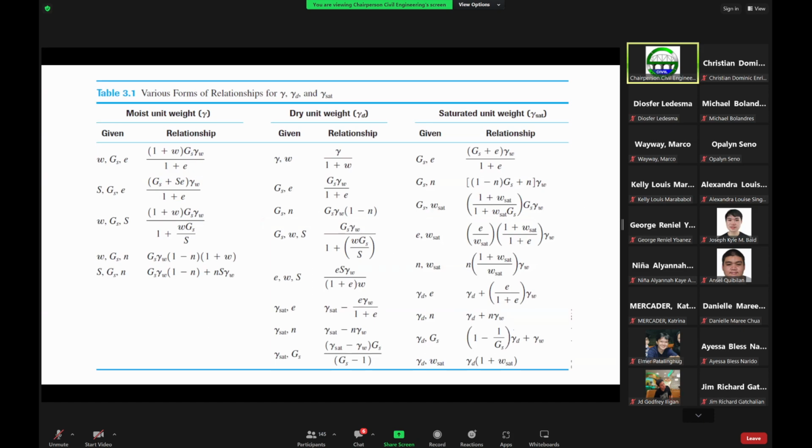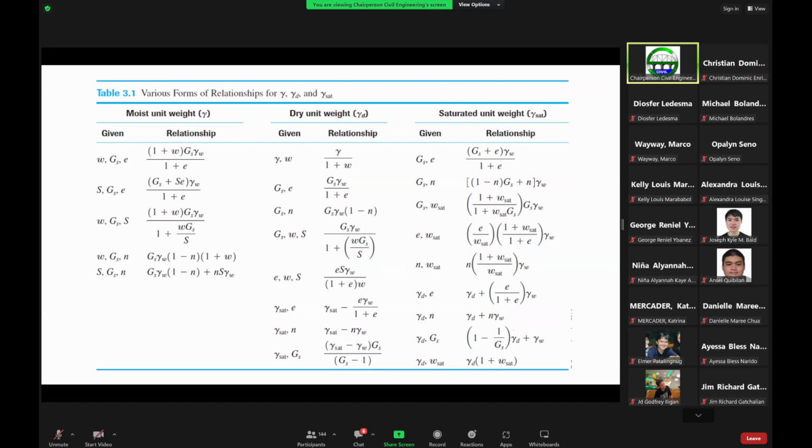So here we now have a list, no? A list of the different formulas for the moist unit weight, the dry unit weight, and the saturated unit weight. You can see there's quite a number of formulas here. We cannot derive all of these formulas, but you can derive them yourselves if you like.